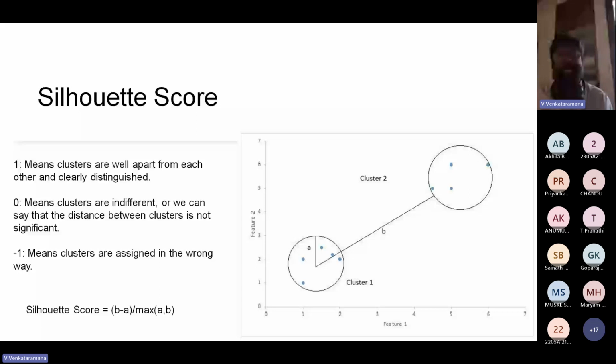If this value is 1, it means clusters are very well apart from each other.